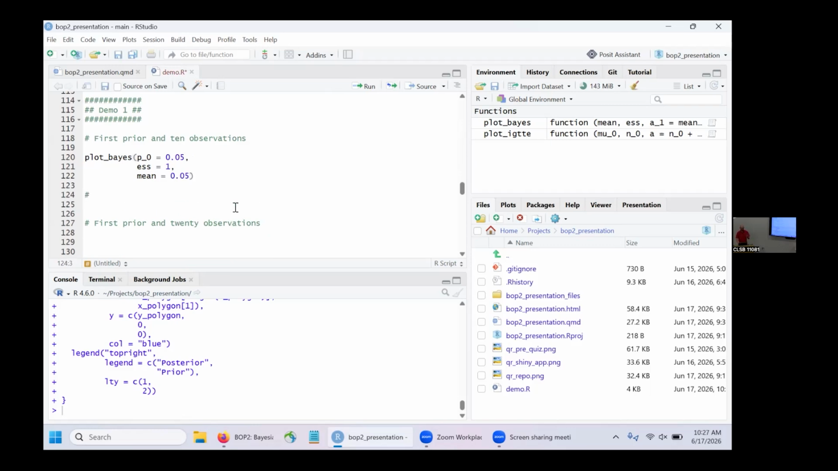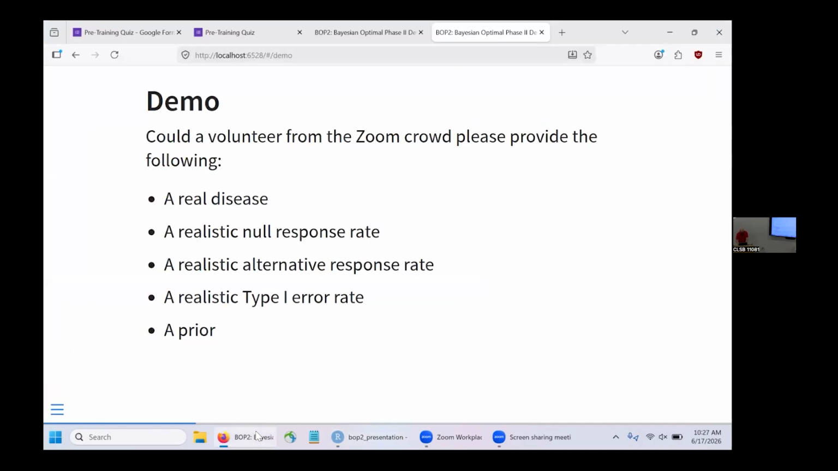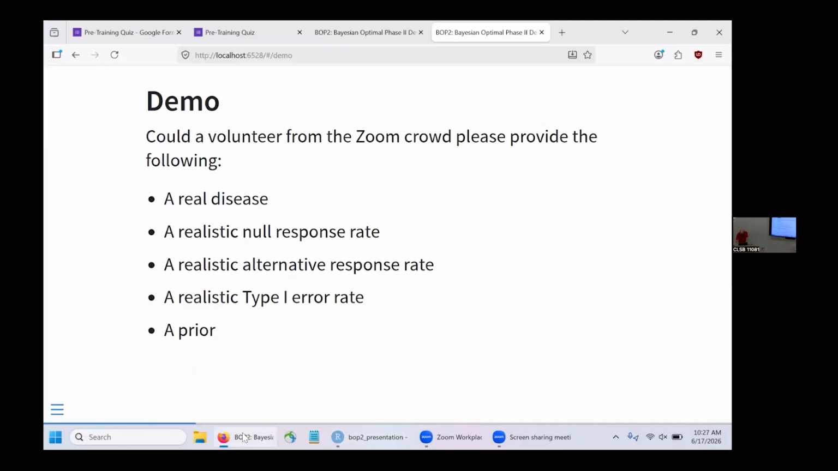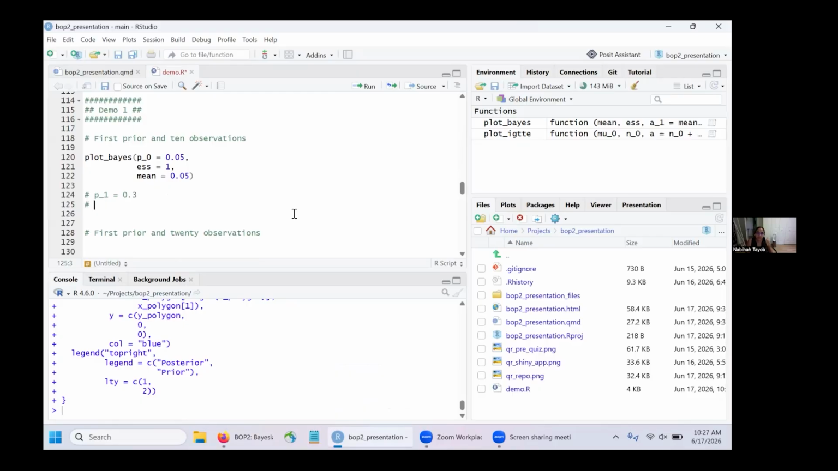So I'm going to make a plot. But I asked you for some things that didn't end up going into this function for the plot. What was your alternative response rate? I would say for a null of 0.05, I would put an alternative of 0.3. Great. And then type 1 error? 10%. Okay, great. Thank you so much.